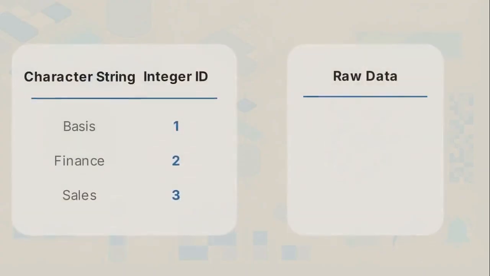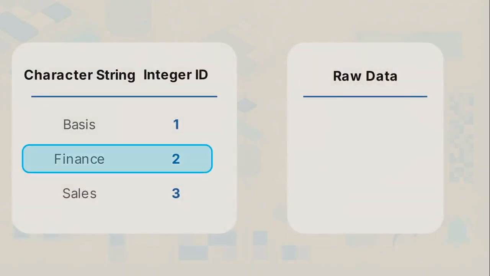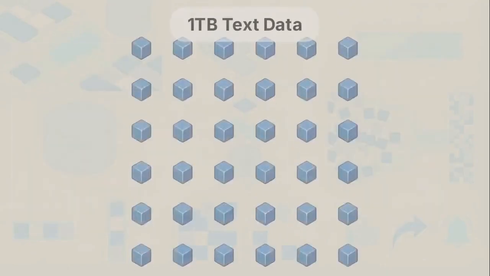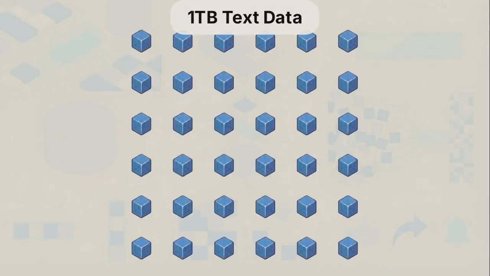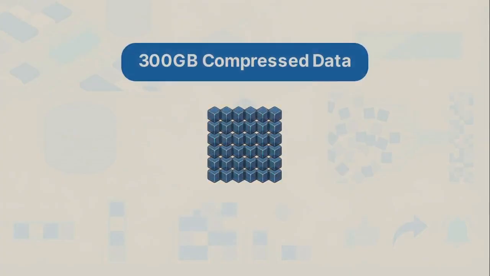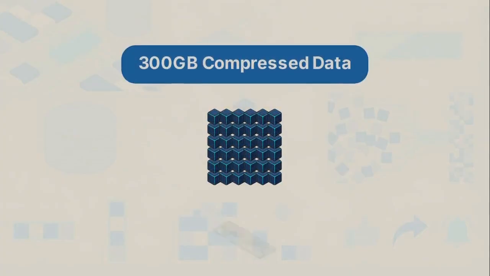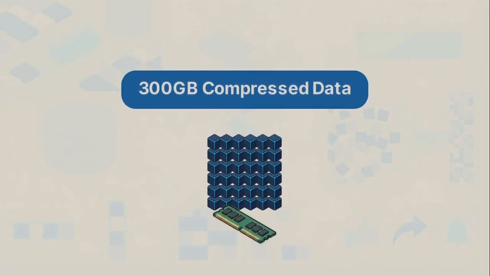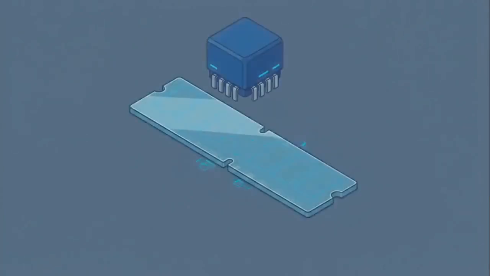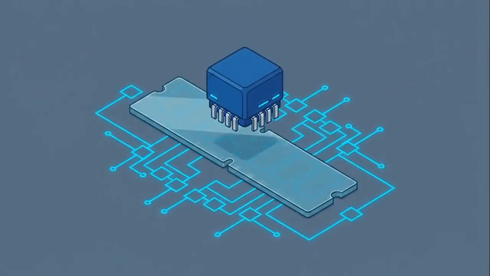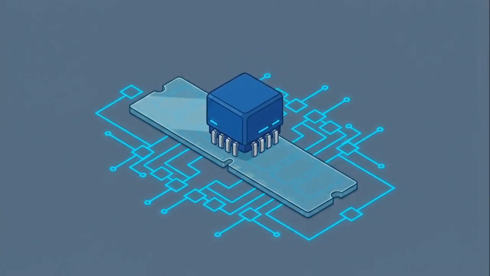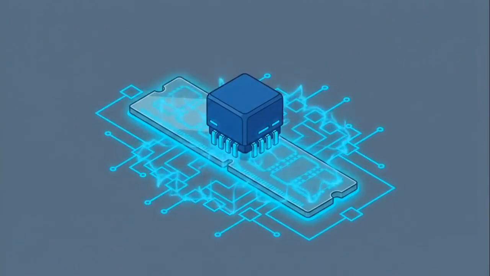Through dictionary compression, HANA replaces repetitive character strings with small integer IDs. Instead of writing finance 500 times, it records a simple number, 2. This reduces the data footprint across billions of rows. A 1 terabyte database condenses into roughly 300 gigabytes. Because the data is significantly smaller, it fits within the 256 or 512 gigabytes of RAM on a standard server, aligning with a realistic budget.